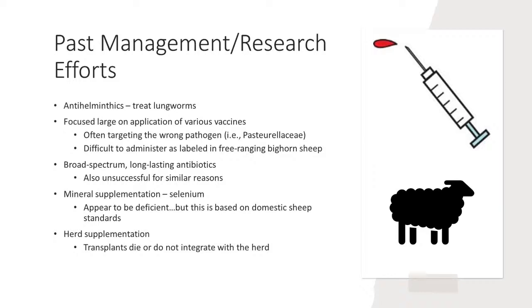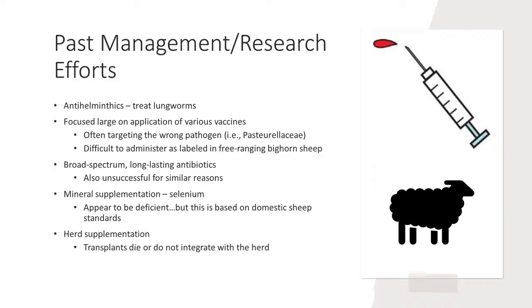And this is something that's true across wildlife species. It's often very difficult to administer your vaccine as labeled. It's really difficult to get our hands on these animals. You saw the steep terrain we're chasing them through. It's great to get them once, but get them twice, which a lot of vaccines require, is almost impossible. We tried broad-spectrum, long-lasting antibiotics, and for many of the same reasons, very hard to administer, can't administer it as labeled. It's been unsuccessful.